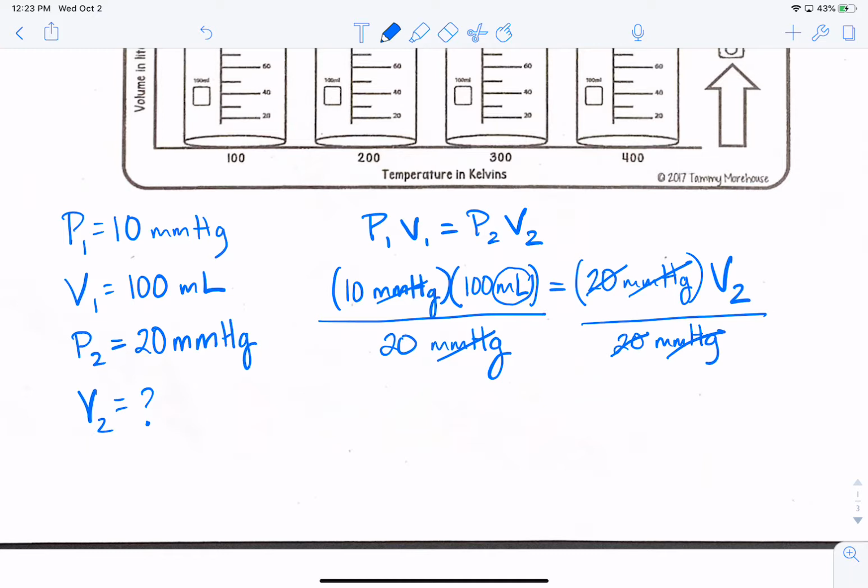Now let's do the math. 10 times 100 divided by 20. Or actually, let's just reduce 10 and 20. We'll say that's 1, that's 2.